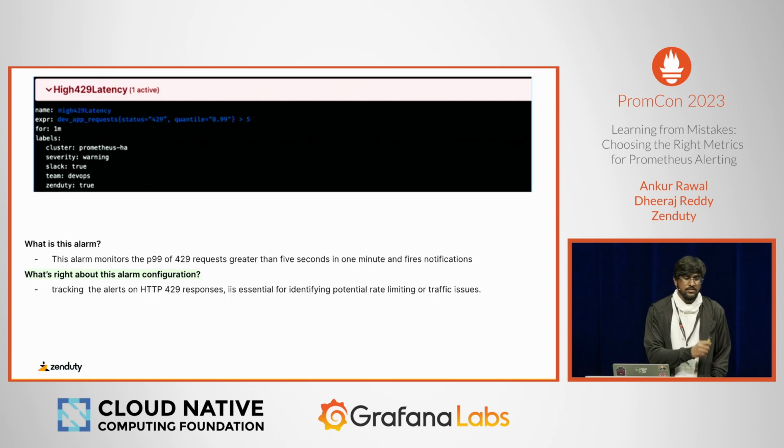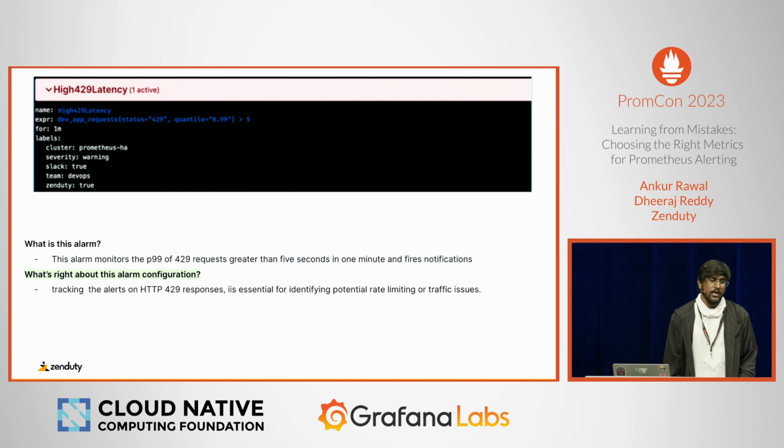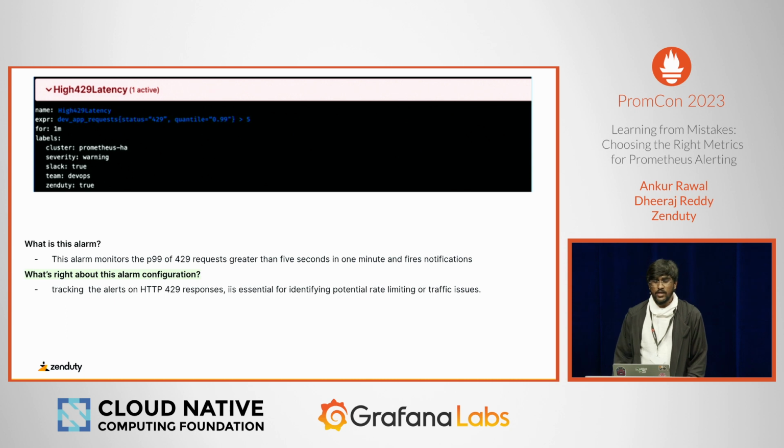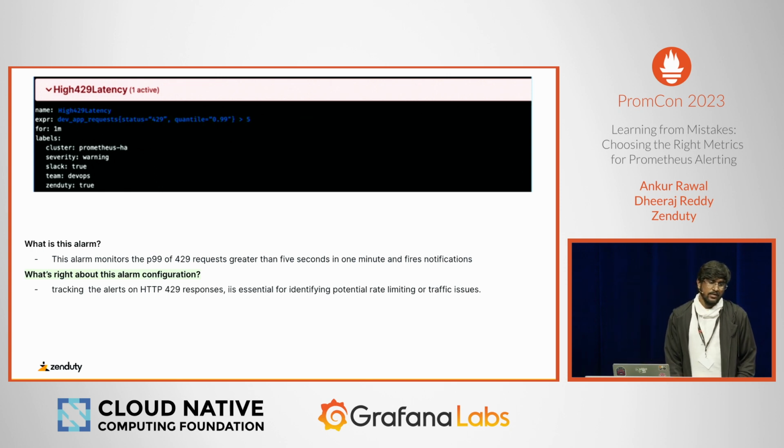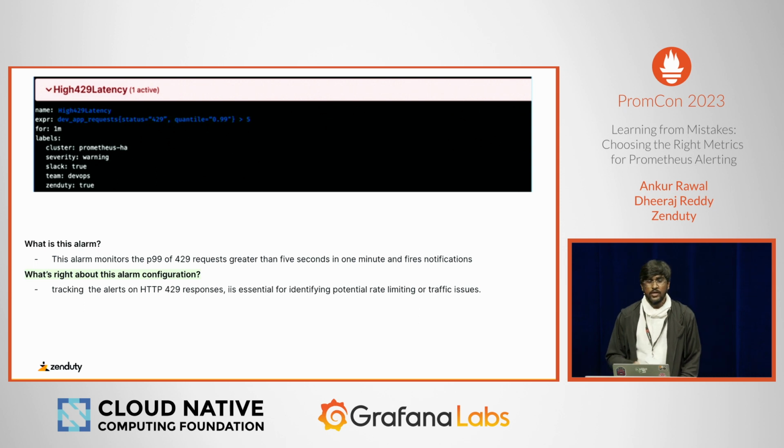So in this case, tracking your 429s is pretty important. Usually 429s tend to take a lot less time compared to other status codes. But if you see in this particular alert, if your 429 takes more than 5 seconds, that means there is something wrong, and you might have to quickly look into your Redis or your DB or something else where your 429s are managed.